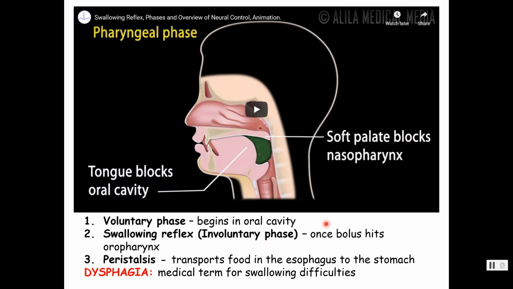Okay, so deglutition, and then we will hit pause on this one. So hang with me. All right, swallowing is called deglutition. There's a voluntary phase, there's a swallowing reflex, so an involuntary phase, and then peristalsis is going to transport that food from the pharynx to the stomach. That's where the esophagus is. So let's take a look.